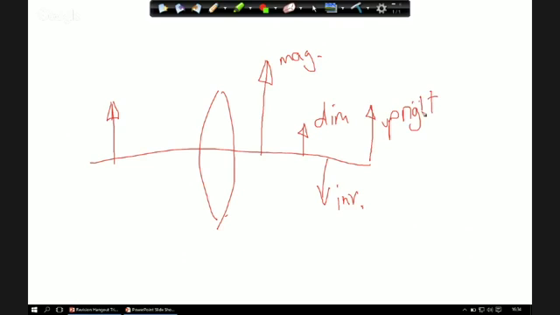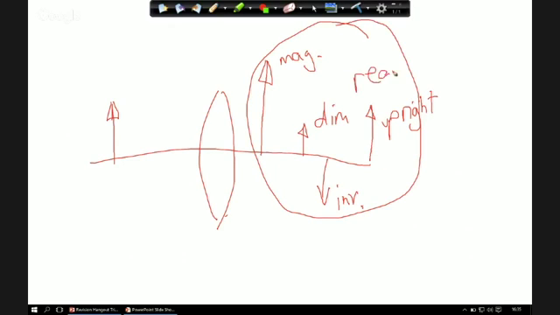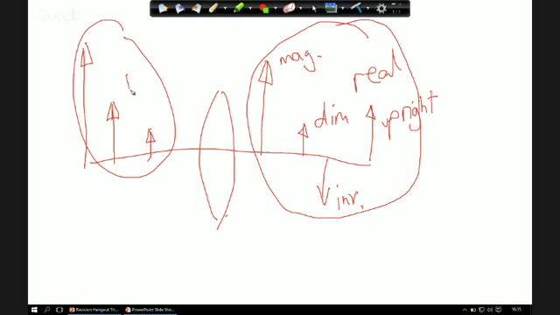Now, this one quite often gets people. So, is the image virtual or real? Okay, the easiest way to think about it is if the image appears on this side, it's real. If the image appears to be coming from somewhere over here, let's say here or here, then we say that if the image appears on this side, we say virtual.